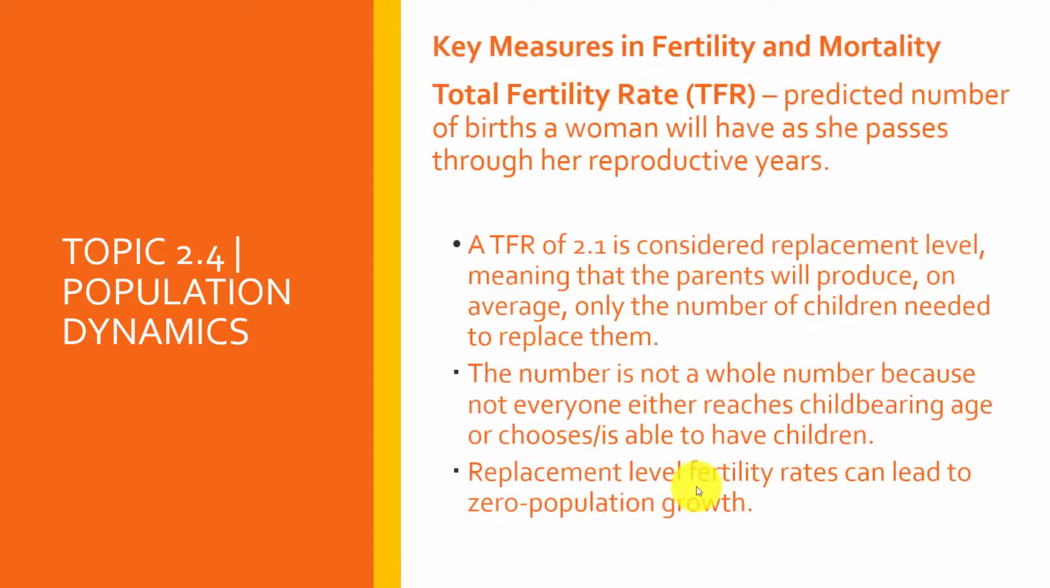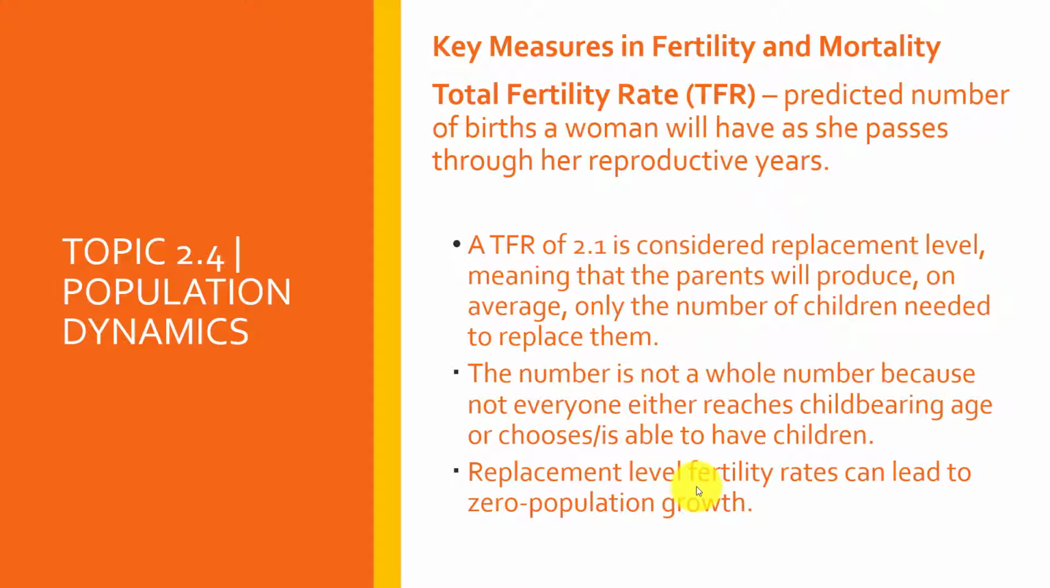All right, so the total fertility rate is the predicted number of births a woman will have as she passes through her reproductive time period. Now, a TFR of 2.1 is usually considered the replacement level. So that means that parents on average will have 2.1 kids, which is the number of children needed to replace them. They're saying that 2.1 kids is about the number needed to replace those two parents, right?